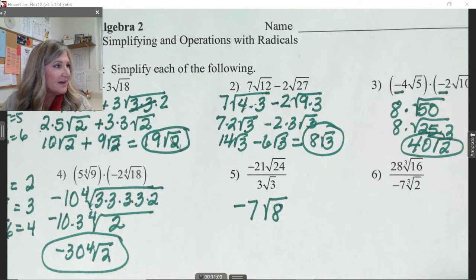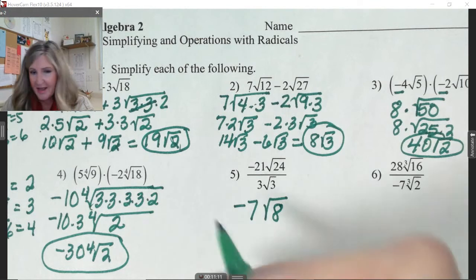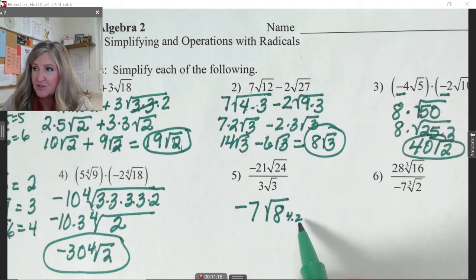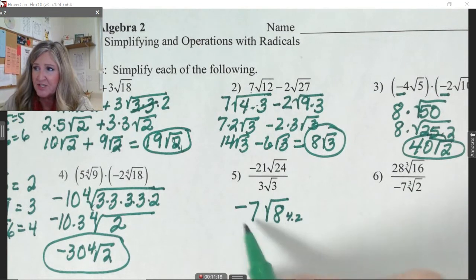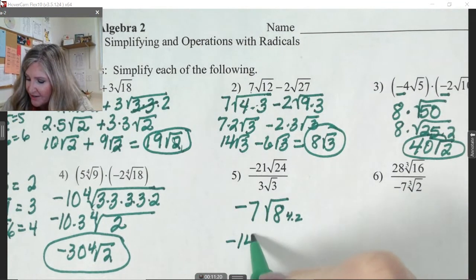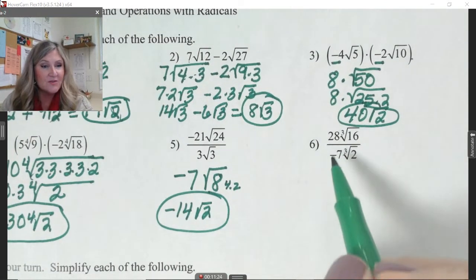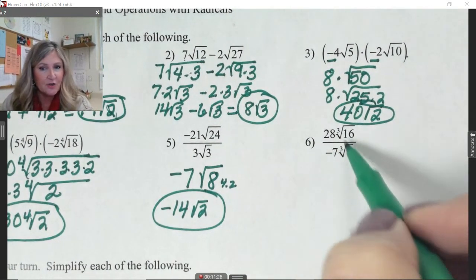You guys agree with negative 14 radical 2? Yes, because this is 4 times 2, or I can think of it as 2 times 2 times 2. I have to have a pair of 2's to go out of the house. We've got it, negative 14 radical 2. All right, last one here for an example is the cube root problem.